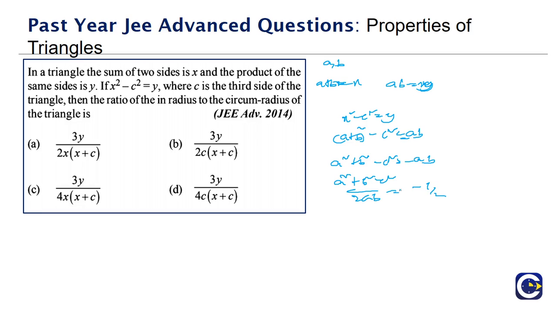Why did I divide with 2ab on both sides? Because on the left side I am getting the cosine rule. This part is nothing but cos c. Cos c is equal to minus half, which will give me c is equal to 120 degrees. So I got the angle c to be 120 degrees.